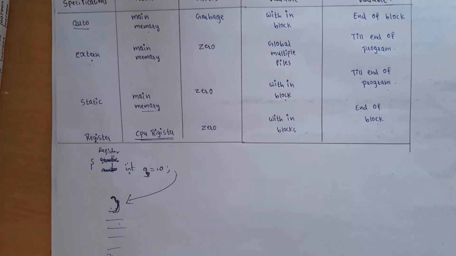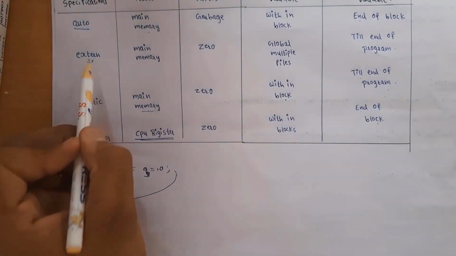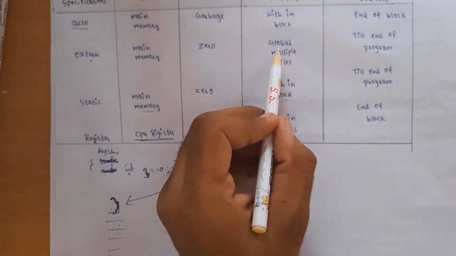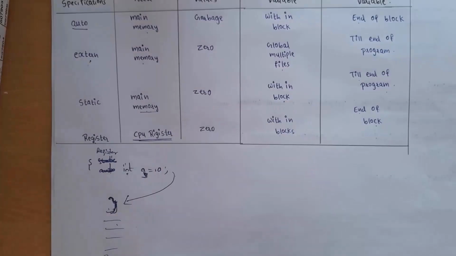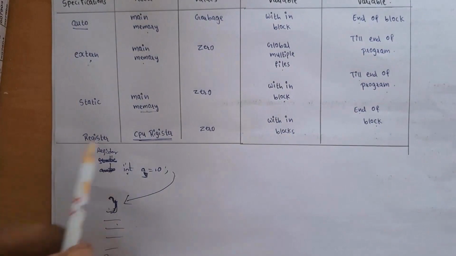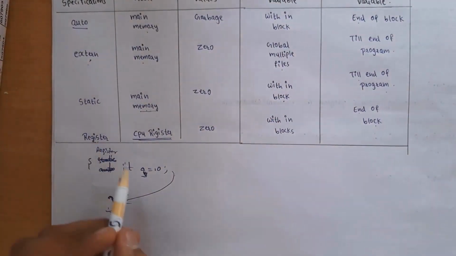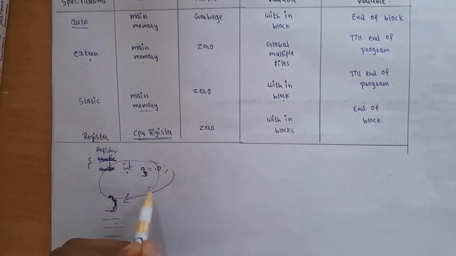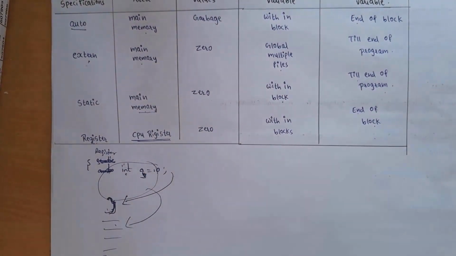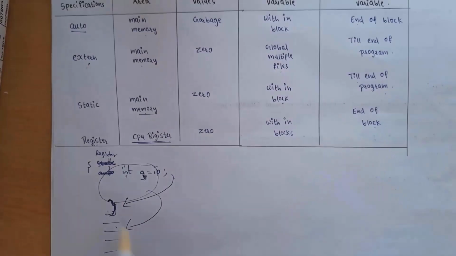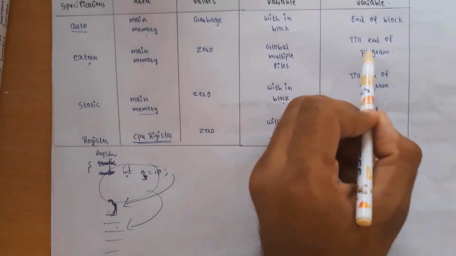Next one is extern. If you use extern, then the variable is stored in main memory and the scope of the variable is global, multiple files. Whereas in auto, static and register, the scope is only within the block. That means we can access this variable only inside this block and we cannot access it outside the block. But whereas in extern, the scope is global, multiple files. That means we can access this variable even outside the block, and the lifetime is till the end of the program.